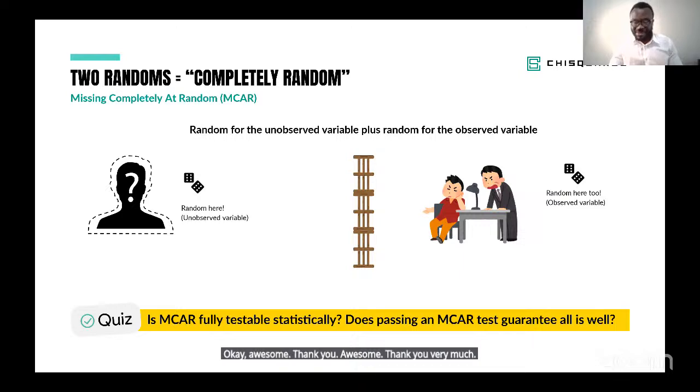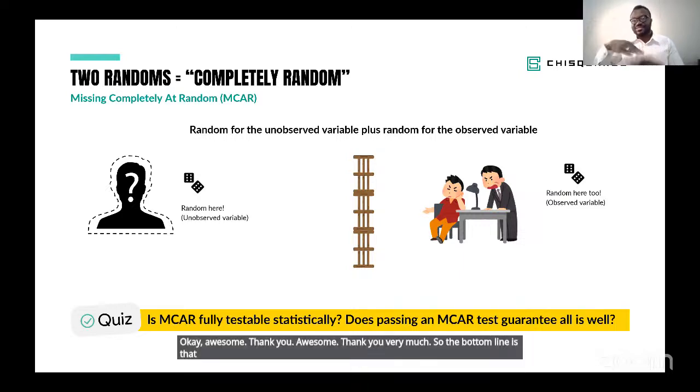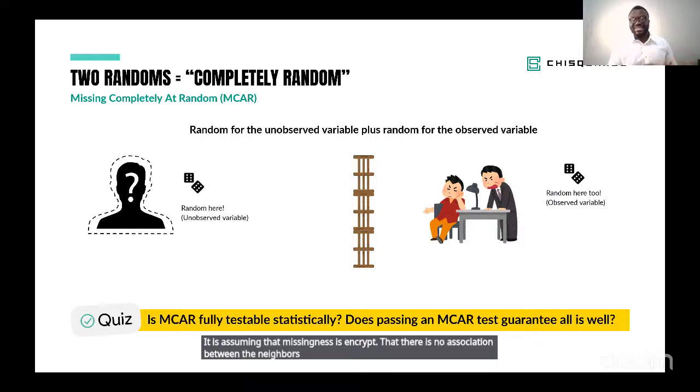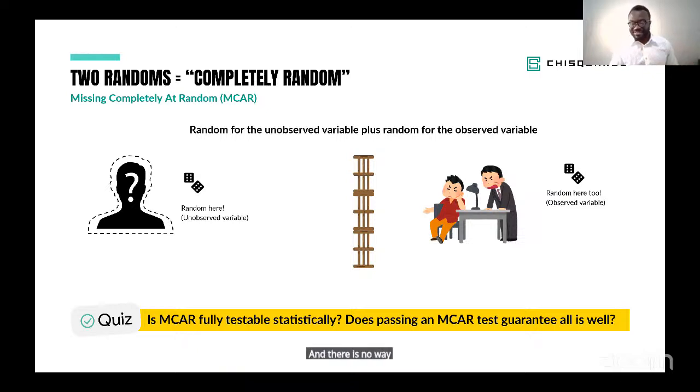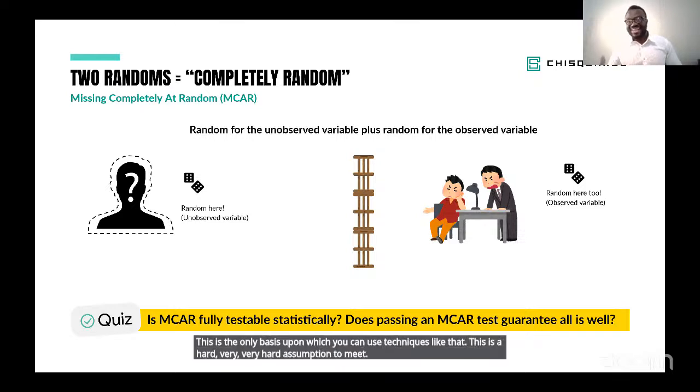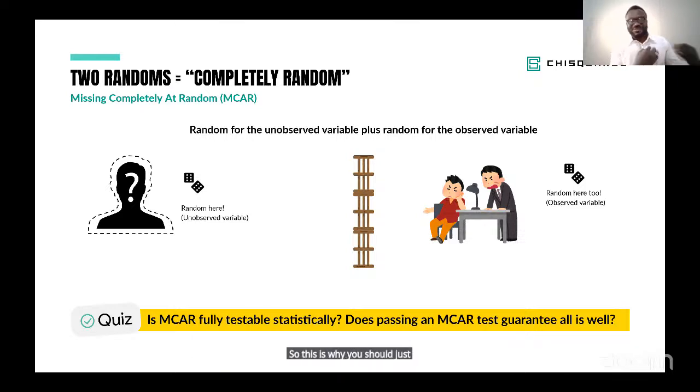But the bottom line is that when you're using a test like listwise deletion, so when you go to that AI tool that tells you just click here and we're going to address it for you, it is assuming that missingness is MCAR, that there is no association between the neighbors and this guy's disappearance, and there is no way this guy was involved in his disappearance. None. This is the only basis upon which you can use techniques like that. This is a very, very hard assumption to meet. So any software telling you that they are just going to do this for you, you should just say, no, that makes no sense.